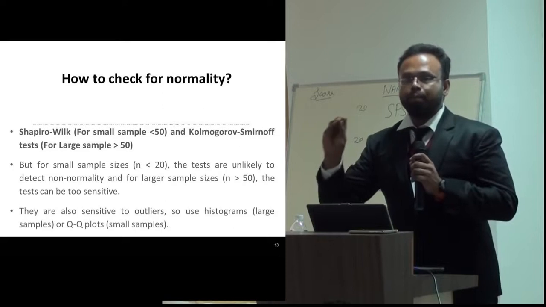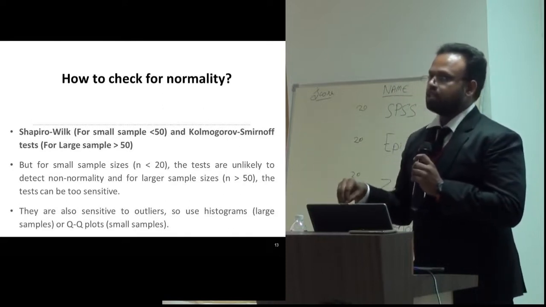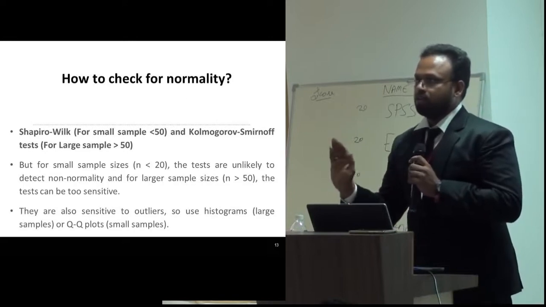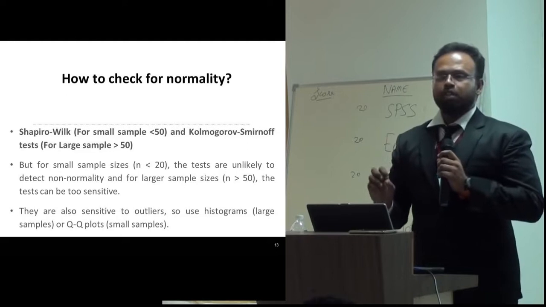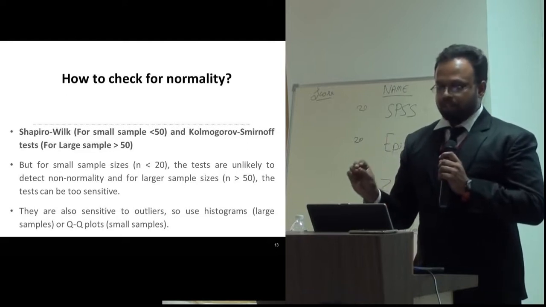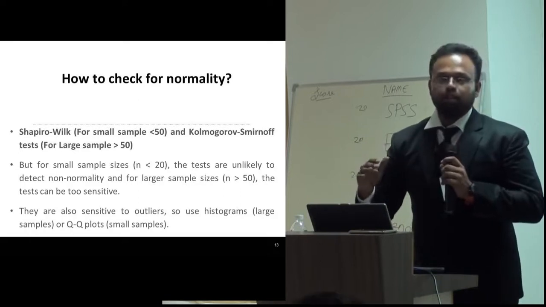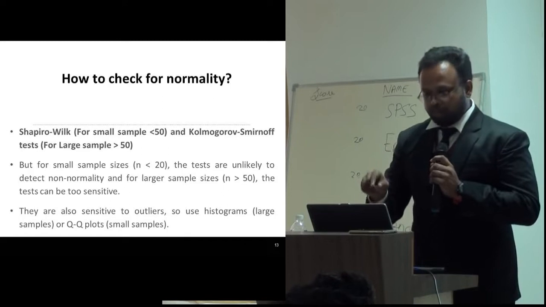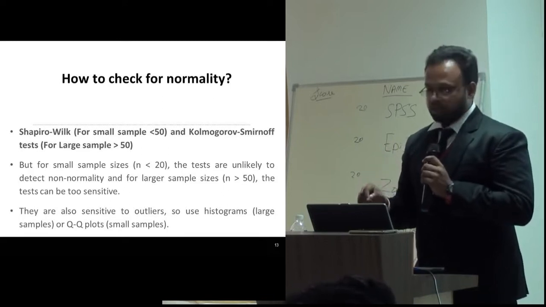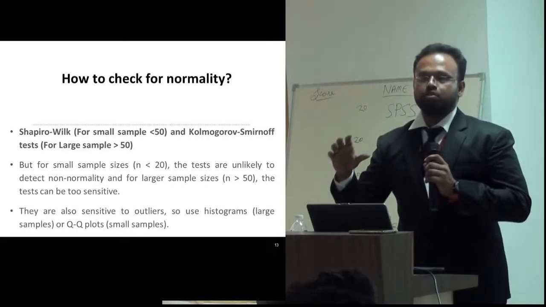Shapiro-Wilk is for sample size less than 50. Kolmogorov-Smirnov is for sample size more than 50. That's all. But we have a problem with these tests. When the samples are less than 20, they are too liberal. When the sample size is large, more than 50, these tests are too sensitive. So you need not rely on these tests so much.